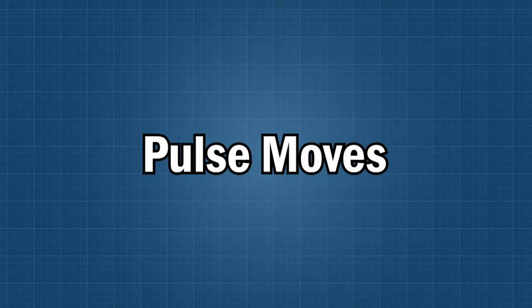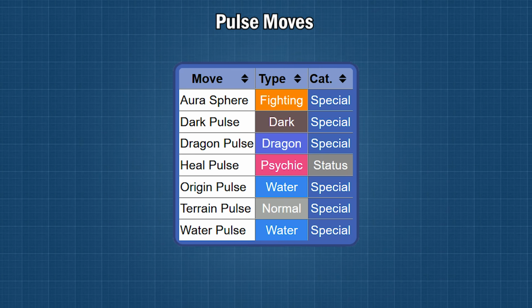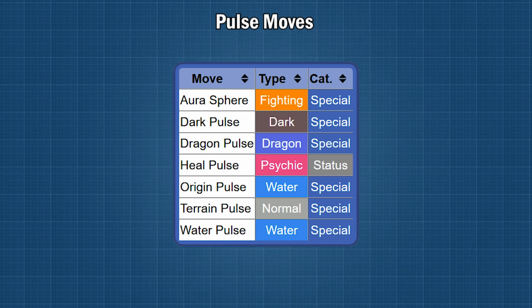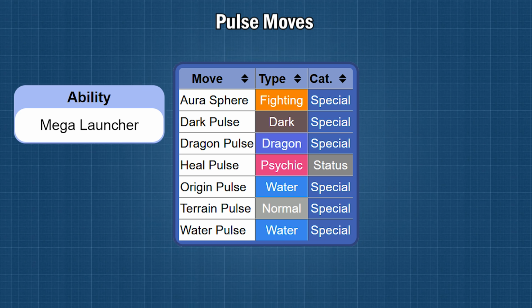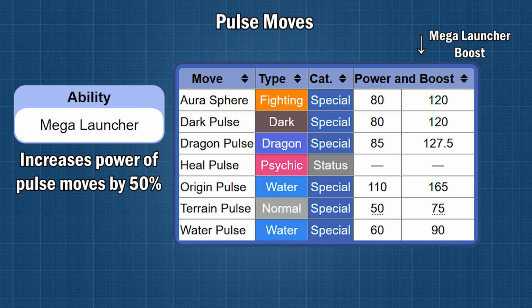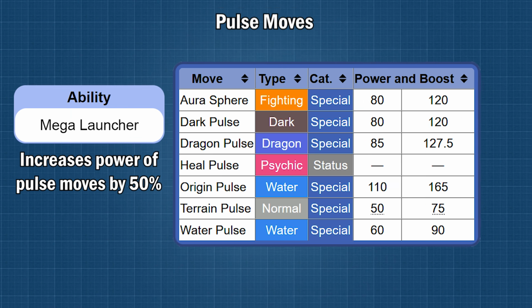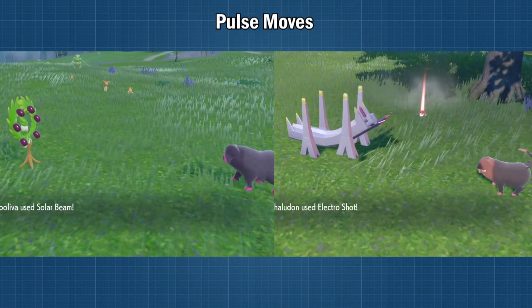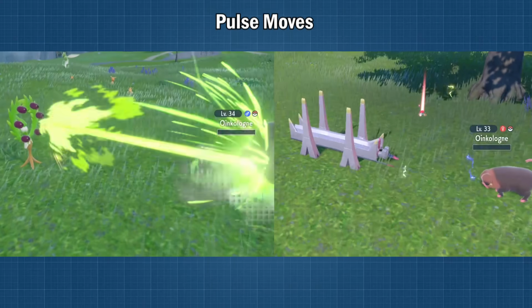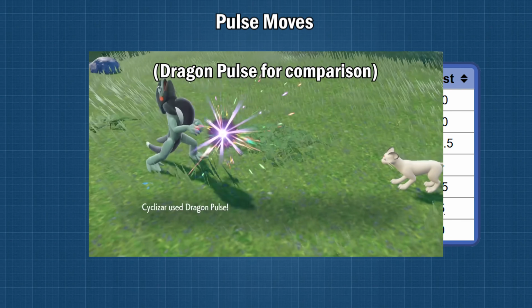Next is Pulse moves. These are all special attacking or status moves that either have the word Aura or Pulse in the name. Pulse moves interact with the ability Mega Launcher in that it increases the power of these moves by 50%. I feel like Pulse moves could also include moves with Beam or Shot in the name, like Solar Beam or Electro Shot. Not like Electro Shot needs to be buffed anymore, but the animation and description of the moves certainly look like a Pulse to me.